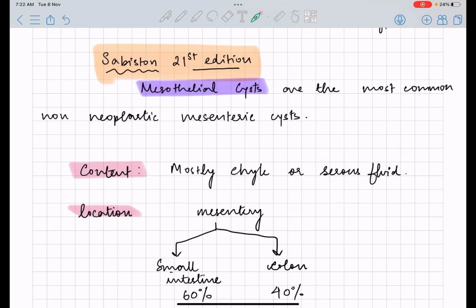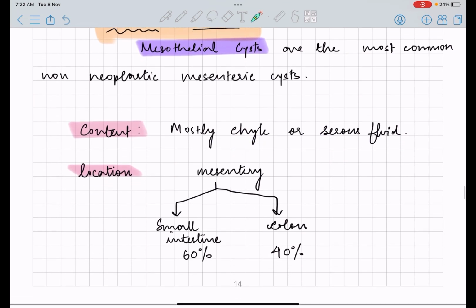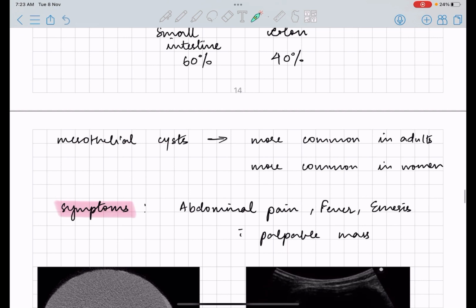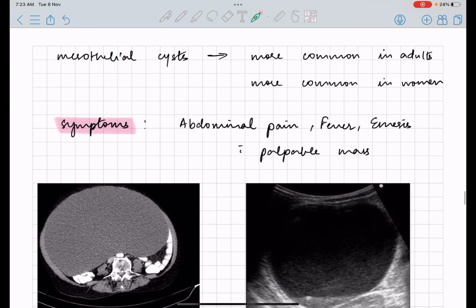Where are these cysts located? These cysts are located in the mesentery of the small intestine or colon. Cysts are most commonly located in the mesentery of the small intestine, that is 60% of the time, and the rest 40% they are located in the mesocolon or the mesentery of the colon. These mesothelial cysts are more common in adults, and out of the adults they are more common in women.